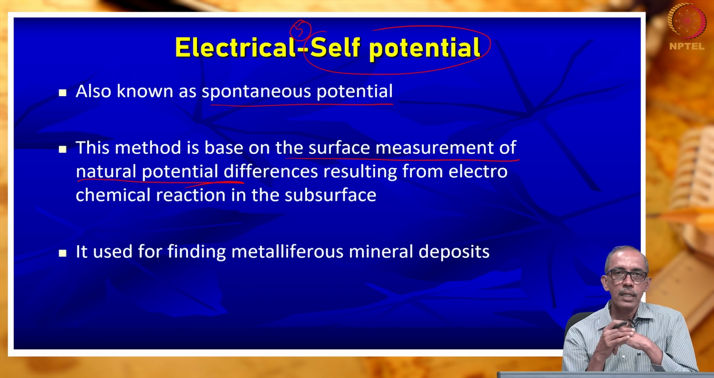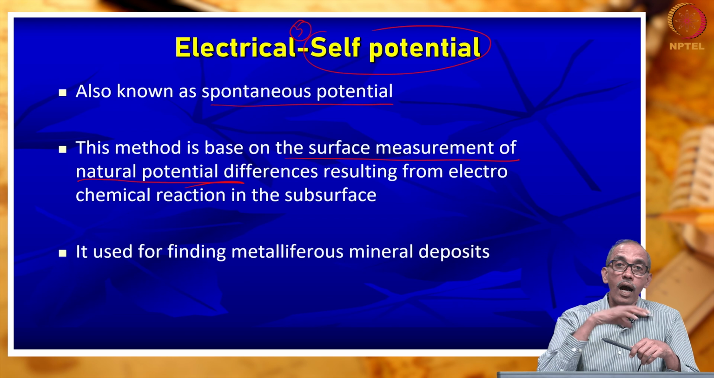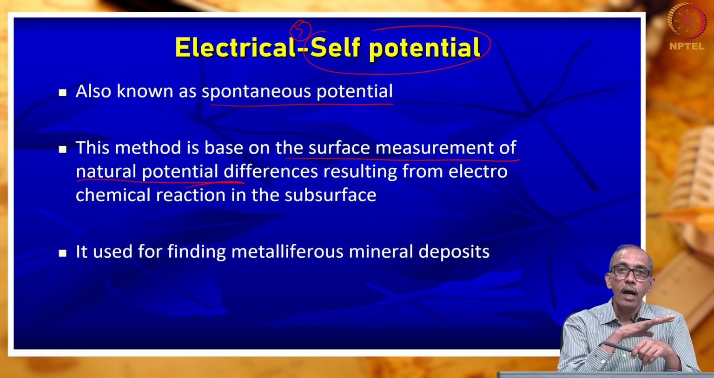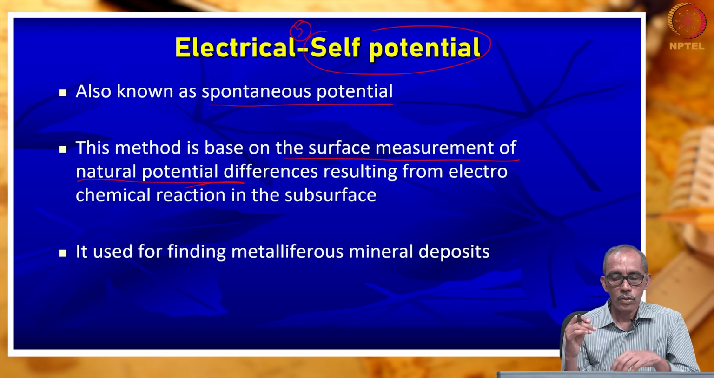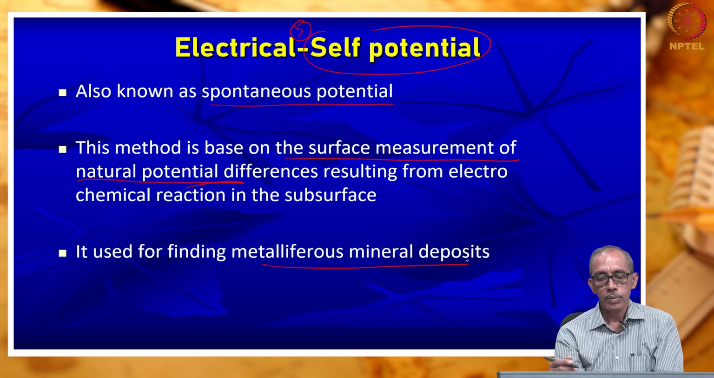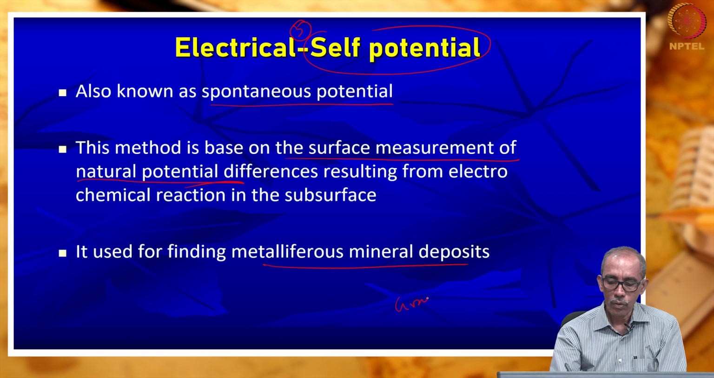This natural potential is subjected to the amount of groundwater that is present below the surface of the earth and also based on how the rocks are oriented below the surface of the earth. So this is known as self-potential method, often used in mineral exploration and also in groundwater studies, especially along earthen embankments, dams.